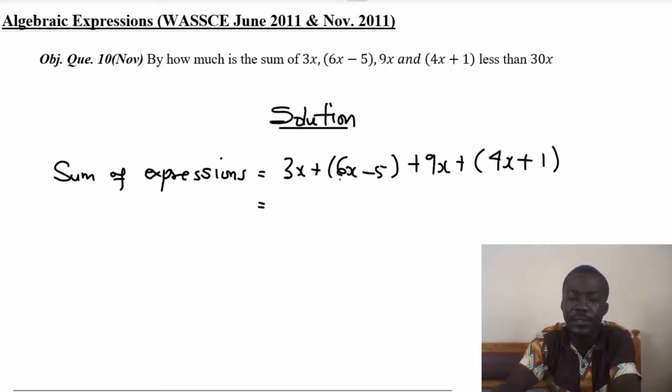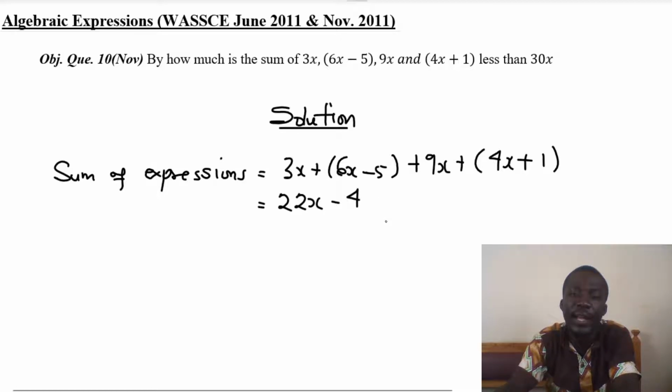3x plus 6x is 9x. 9x plus 9x is going to give us 18x. 18x plus 4x will give us 22x. Then with the numbers, negative 5 plus 1 will be negative 4. So the sum of all the expressions will be 22x minus 4.